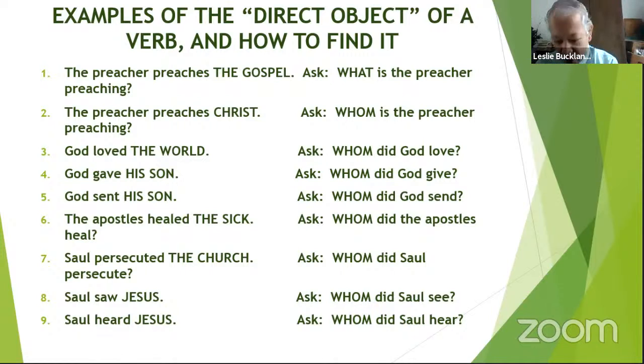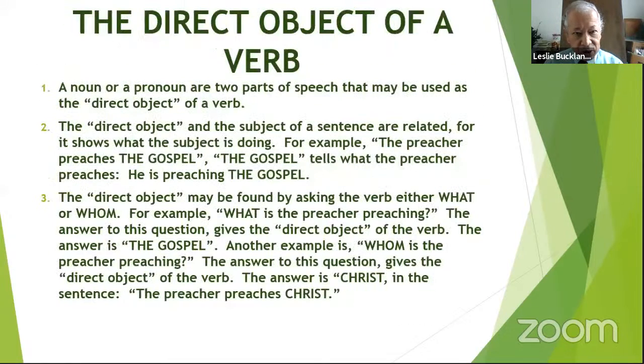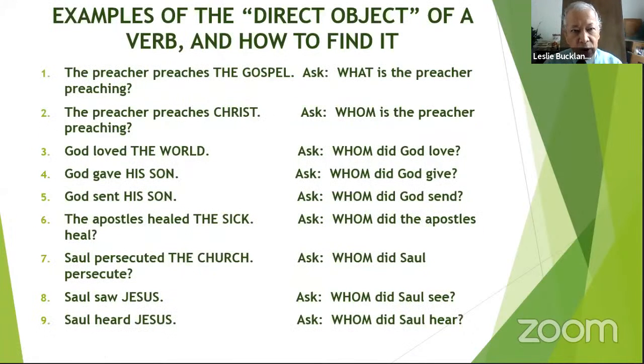I would still give it to you because the lesson actually tells us, going back, the lesson actually tells us that in number 1, a noun or a pronoun are two parts of speech that may be used as the direct object of a verb. Now, all the parts of a sentence are related, but specifically, either a noun or a pronoun may function as the direct object of a verb. I would give it to you whether you circled the gospel or just gospel.